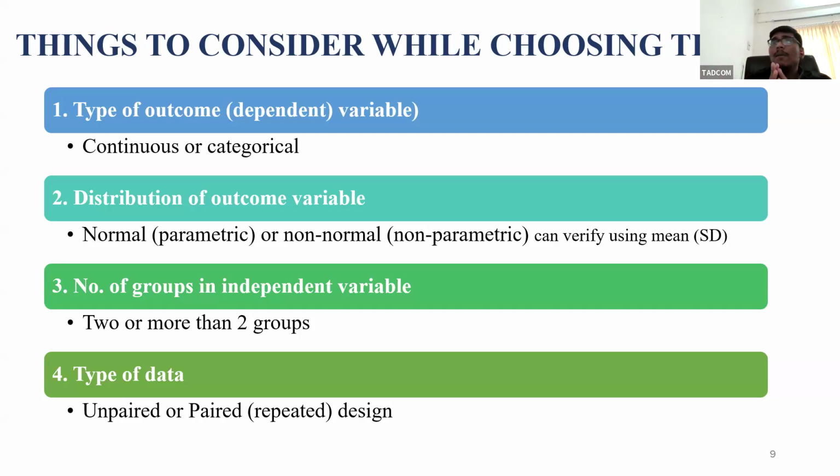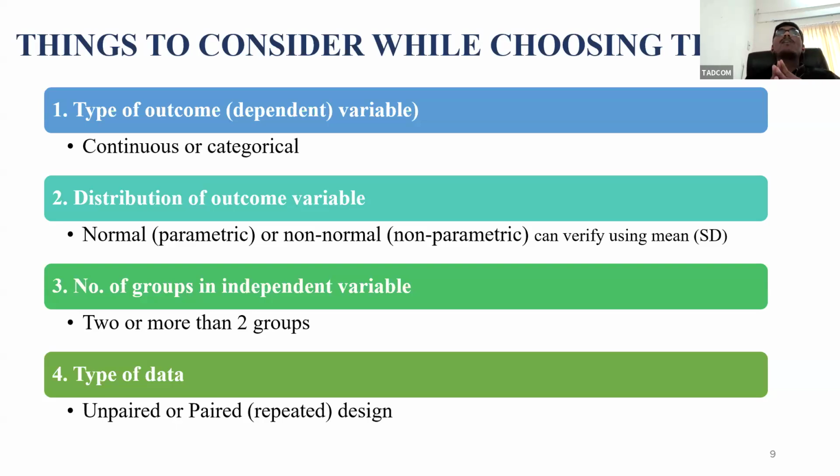First is how our outcome variable is. Okay, so that is the dependent variable. Whether the outcome variable is continuous or categorical. Continuous will be in numbers, right? 1, 2, 3, 4, like that. Categorical variable, say for example, gender: male, female, or residence. Likewise, it could be in categories. The first point we have to consider is what is the type of the outcome variable.